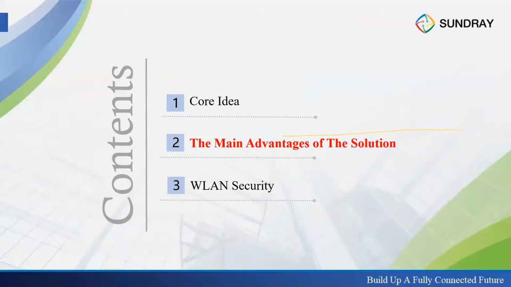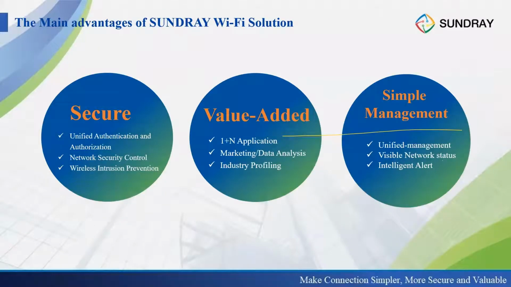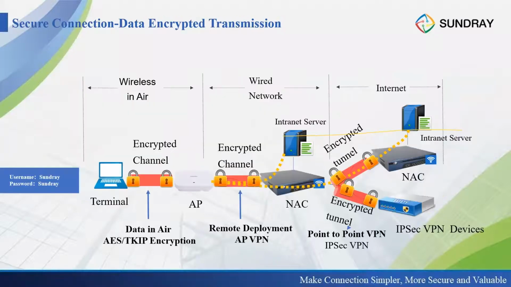Now let's see the main advantages of these solutions. For our Wi-Fi, the main advantages we have are secure, value-added, and simple management. Let's see it one by one. For secure, the first one we think of is data encryption. For our Wi-Fi, we encrypt data in the air. We use AES or TKIP, this kind of standard encryption protocol.